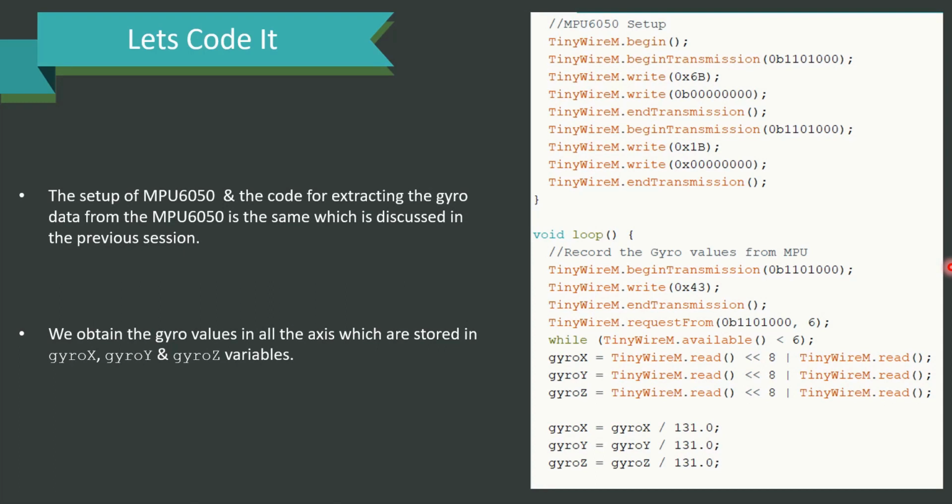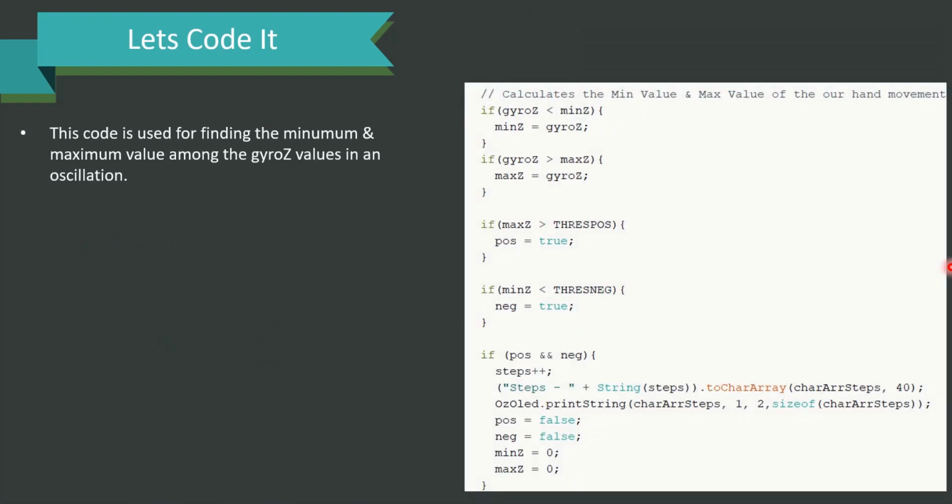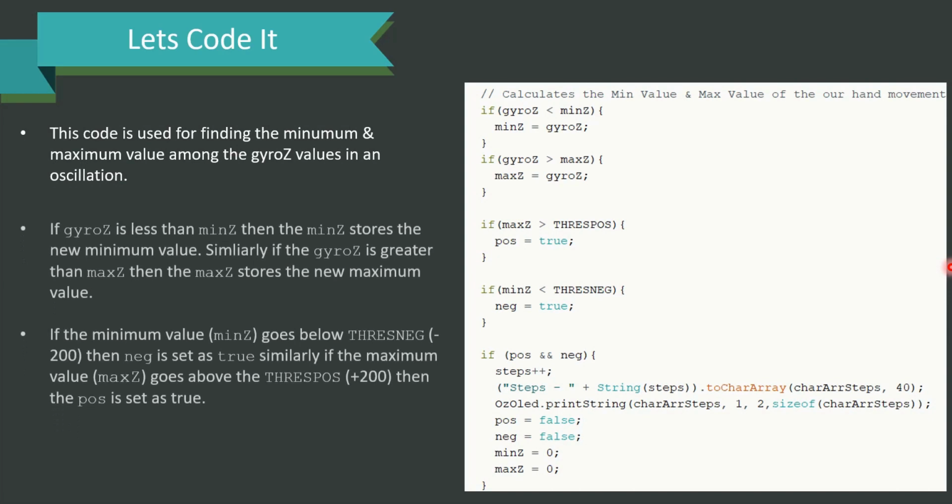The setup of MPU 6050 and the code for extracting the gyro data from MPU 6050 is the same as the one that we discussed in the previous session. We obtain the gyro values in all the axes which are stored in Gyro X, Gyro Y and Gyro Z variables. This is the code that we used to find out the minimum and the maximum value among the Gyro Z values in an oscillation, and it's a very simple code and easy to understand.